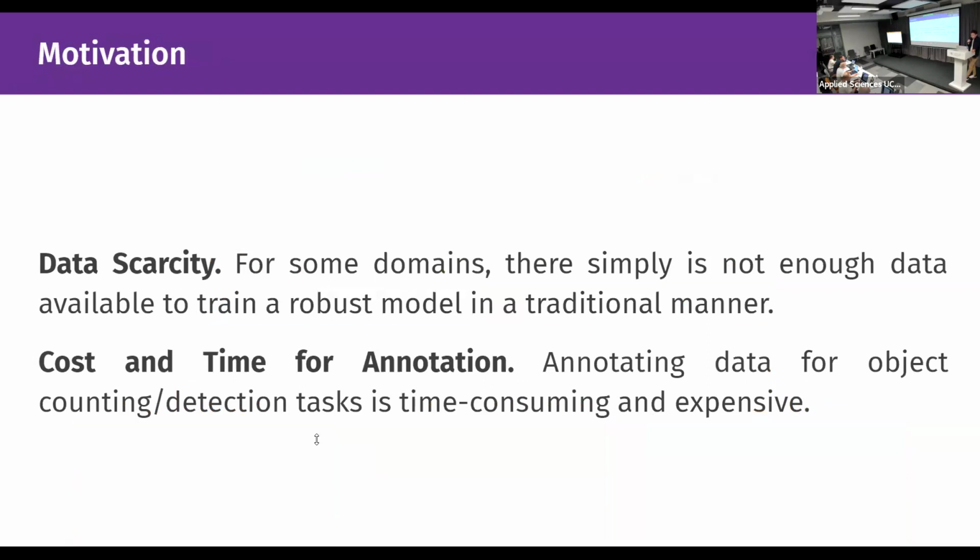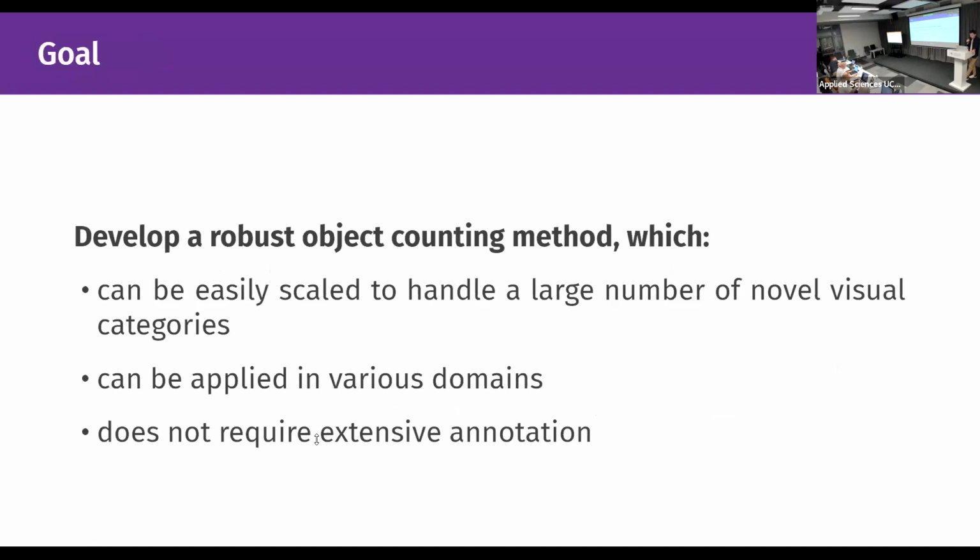The first one is data scarcity, meaning that for some tasks there is simply not enough data to train a robust model in a traditional manner. And the second factor is the cost and time required for annotation. Even if we have enough data, we still need time and money to annotate it. So based on this, we formulate our goal as follows. We want to develop a robust object counting method which can be easily scaled to handle a large number of categories, can be applied in various domains, and doesn't require extensive annotation.